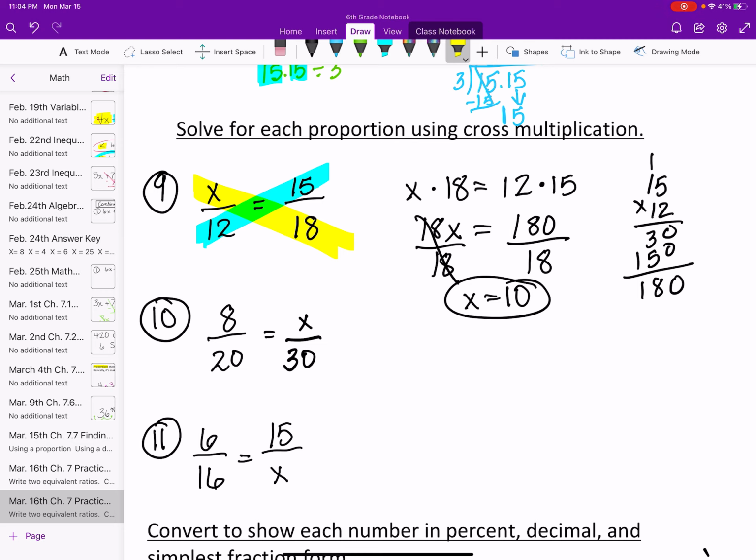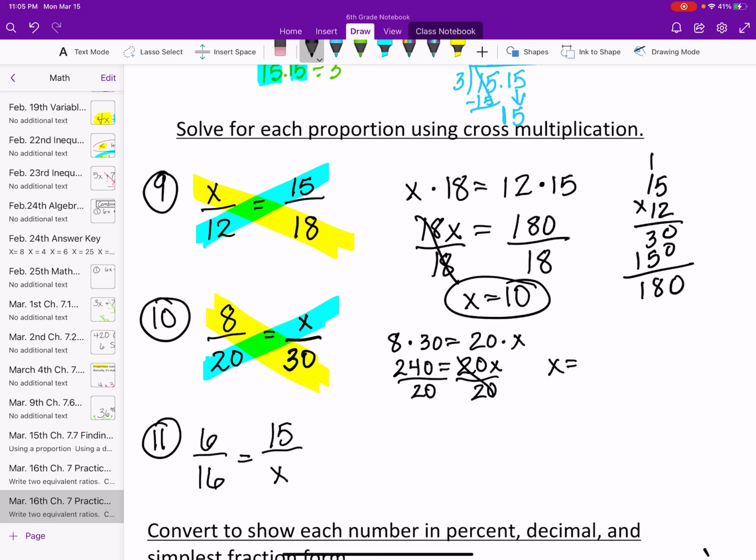Let's try number 10. So you have 8 times 30 has to equal 20 times something. So 20 times x. 8 times 30 is 240 equals 20 times x, or 20x. The opposite of 20 times x is divided by 20. Dividing by 20 on each side, and I get x is equal to 12.